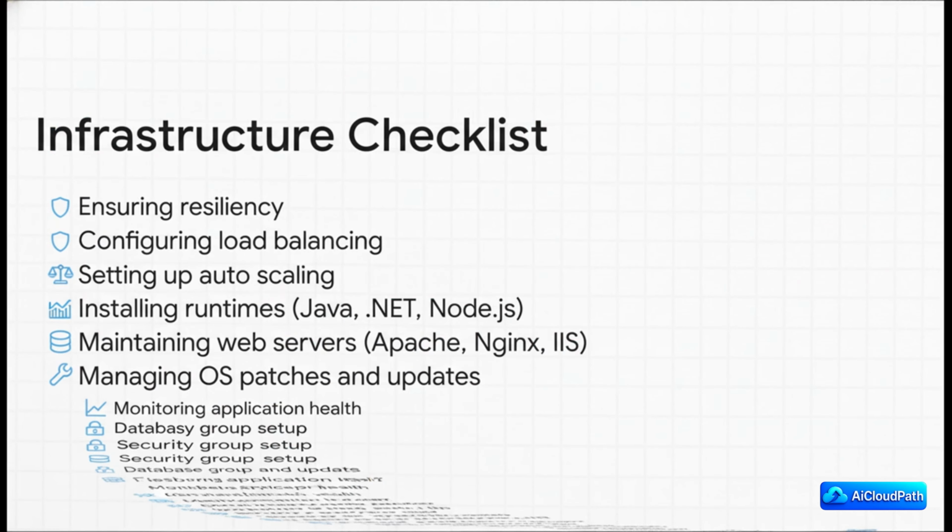And that's because the checklist of infrastructure stuff is, well, it's just endless. You've got to worry about making sure it's resilient so it doesn't fall over. You have to configure load balancing, set up auto-scaling for traffic spikes. Then you've got to install the right runtimes, Java, .NET, Node.js, whatever you're using. Oh, and don't forget the web servers, like Apache or Nginx. And as if that's not enough, you're on the hook for every single OS patch and update. Seriously, it's a full-time job all by itself.